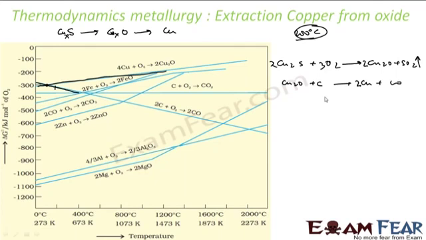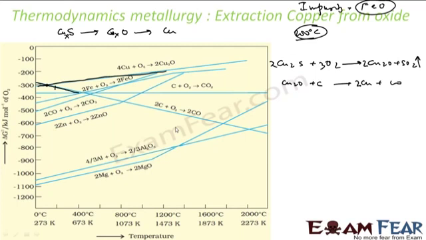Now, typically this copper ore will have an impurity, and this impurity is iron oxide. This is the impurity in the copper ores. We have seen that in iron ores, the impurity was silicon oxide, right? But in the case of copper, the impurity is iron oxide, and you have to remove it.